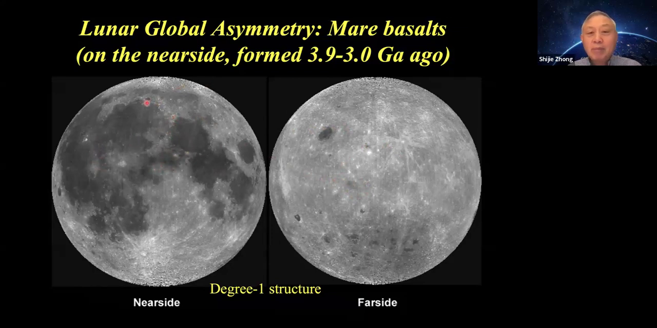And the mare basalts turn out to have formed a long, long time ago, about 4 billion years ago, and you can only find this dark stuff on the near side. And this is what we call the degree one structure, right? One hemisphere that is different from the other hemisphere.